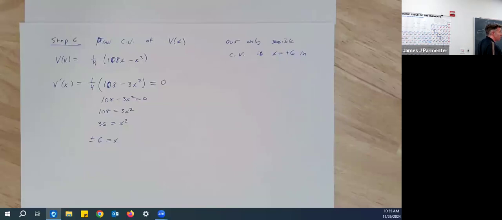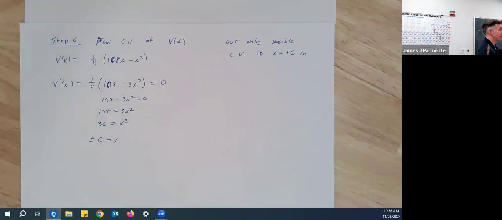Good question. There's a couple ways. Sometimes the teacher just tells you the critical value is going to do the thing you want. And that's typically true. In most of these questions, the way they're asked, you're only going to end up getting one critical value, and it's going to do the thing that you expect, meaning this x equals 6 inches will maximize the volume of our box.